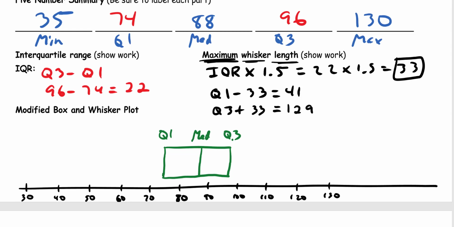Cool. Now you've got to take a look at the data points. I'm not going to keep scrolling up there because this computer is getting a little slow with all my writing I've done here. The minimum value is 35. If you look, this guy right here is 41. That's the maximum it can go down, so that means that 35 is an outlier. So you're going to plot 35, and you're going to label this an outlier.